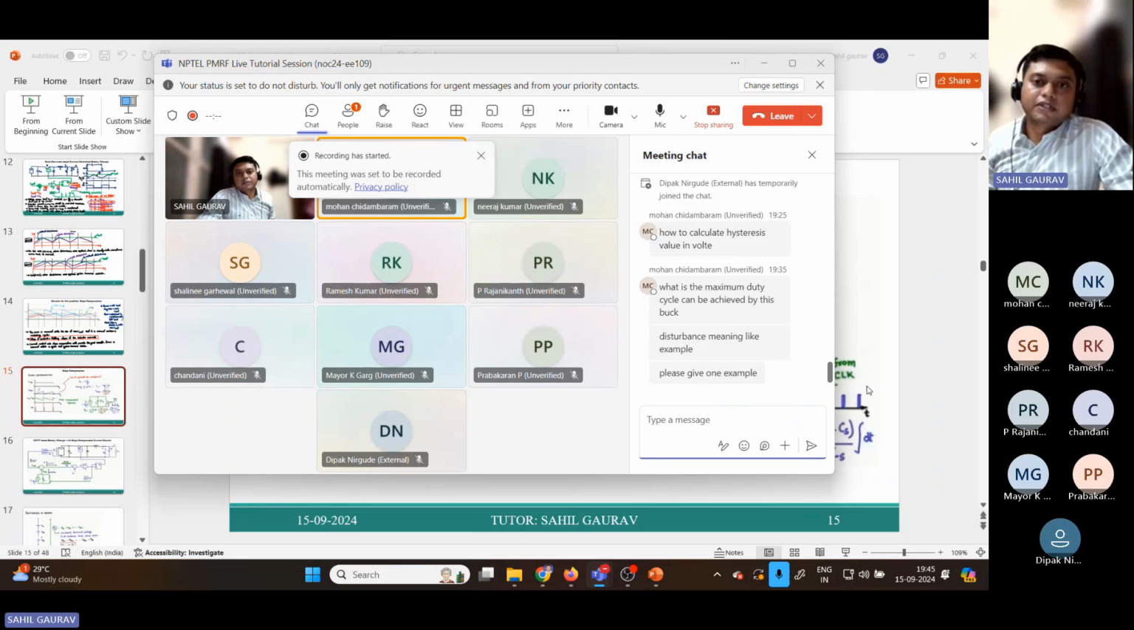Disturbance means load disturbances also, or some fault, for example if you suddenly increase the load, or if there is some fault in the circuit. In that case, our inductor current will vary abruptly.